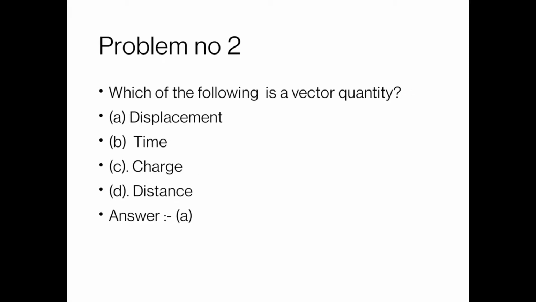Problem number 2 is, which of the following is a vector quantity? First one is displacement, second one is time, third one is charge, and fourth one is distance. As we know, time is a scalar quantity, charge is again a scalar quantity which has no direction, distance is a scalar quantity, but displacement is a vector quantity.